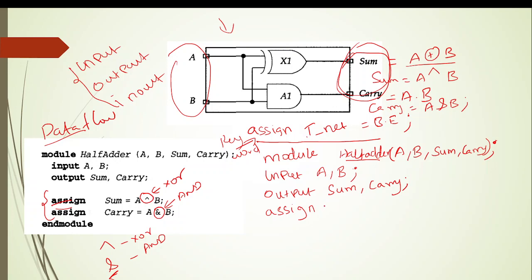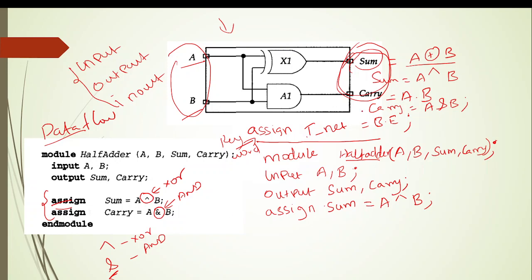So assign. What is the output here? Sum, because I need to get this output. In order to get this output, what should I perform? I should perform the XOR operation of A and B. So that is what I am going to do now. Sum is equal to A. In Verilog, for performing the XOR operation, I will be using the cap symbol, B semicolon.